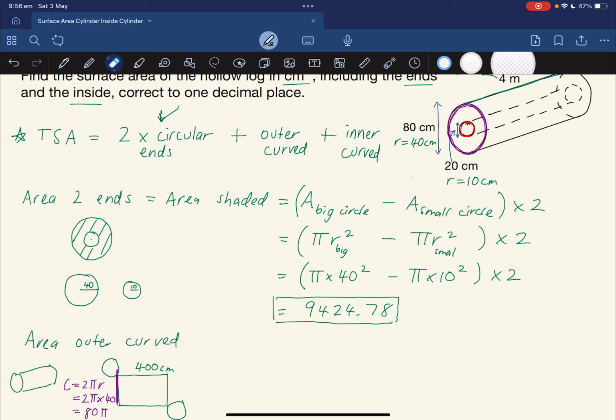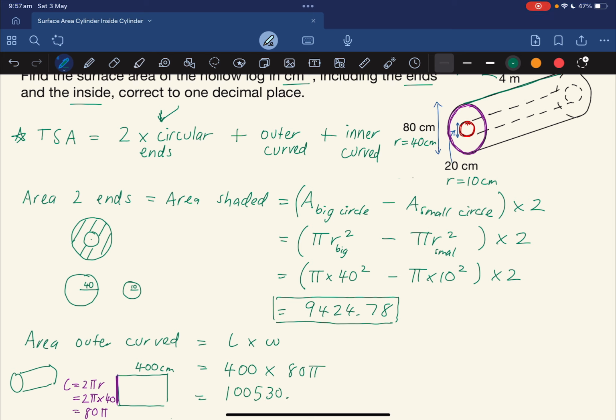Okay, so we're forgetting about those circular ends. I'll just get rid of those. We're just interested in the curved bit of the cylinder. The area of the outer curved is a rectangle, so length times width, in whatever order you want: 400 times 80 pi. That is 400 times 80 pi to a few decimal places. Okay, we've done the outer curved.